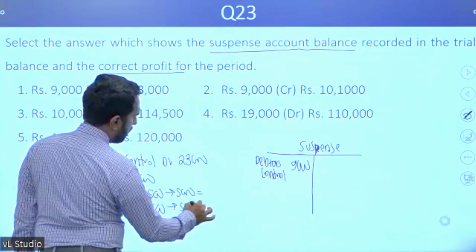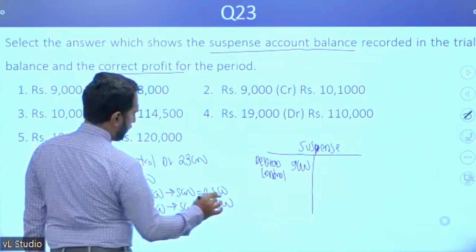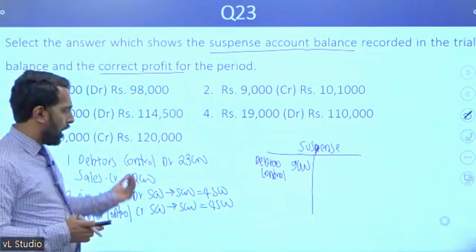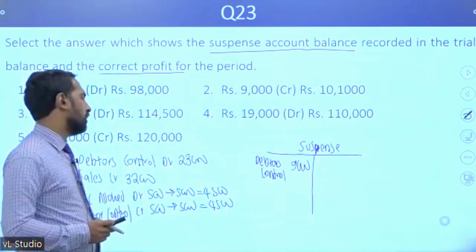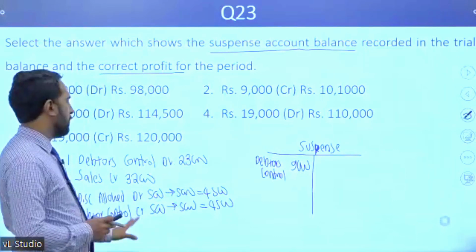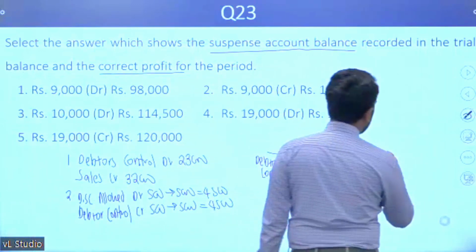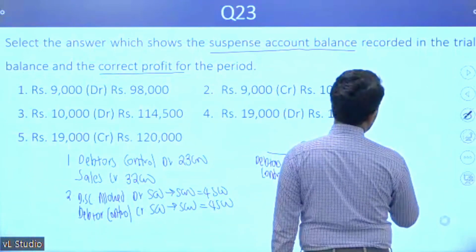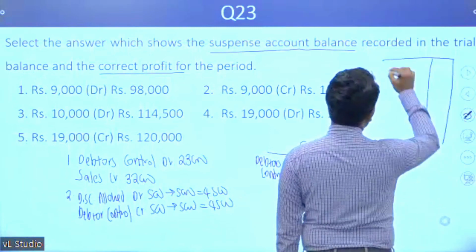So as a result, there's a difference of 4,500. They should have passed 5,000, but they have passed only 500, so there's a difference of 4,500. But this has no impact on the suspense account. It will, however, impact your profitability. Let me put the impact on the profitability here.